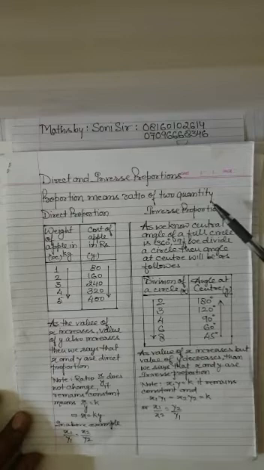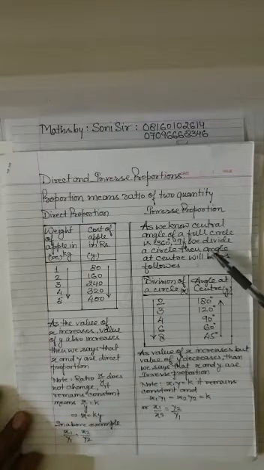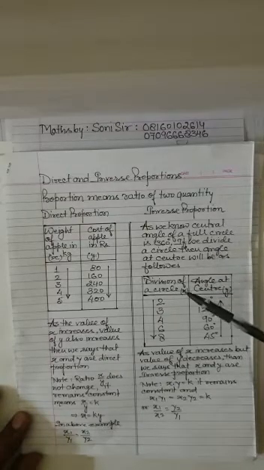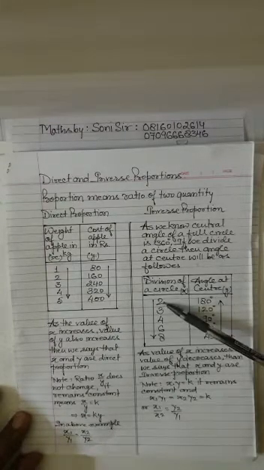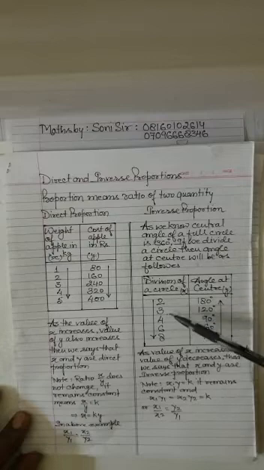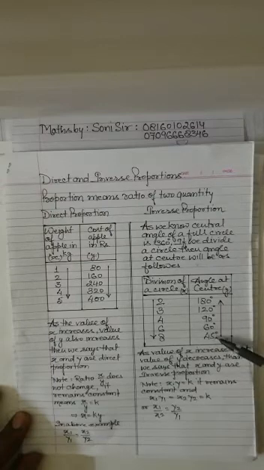Come to the inverse proportion. For that, I am taking an example of a circle. Full circle central angle is 360 degrees. When I divide it into 2, 3, 4, 5, 6 parts, check what the angle at the center will be. 2 parts, 180 degrees each, 3 parts, 120 degrees each, 4 parts, 90 degrees each, 6 parts, 60 degrees each, 8 parts, central angle will be 45 degrees.